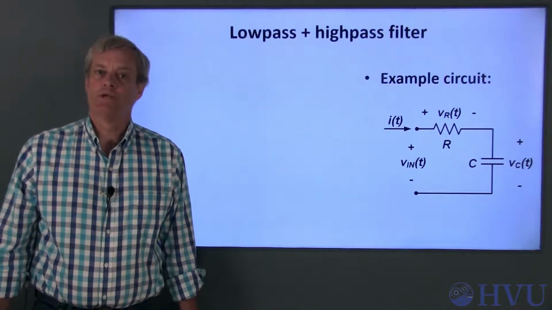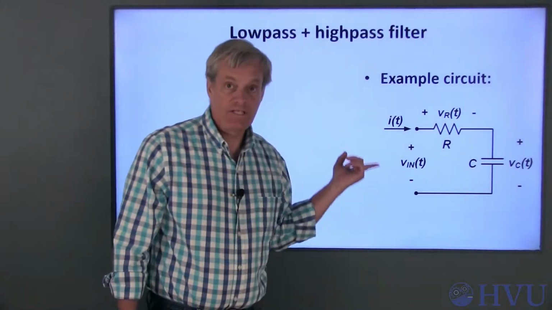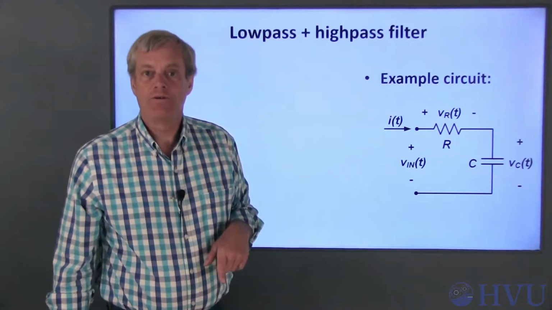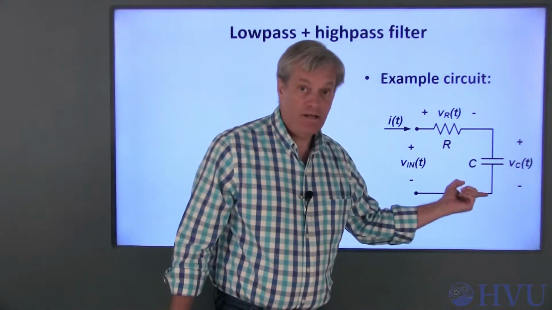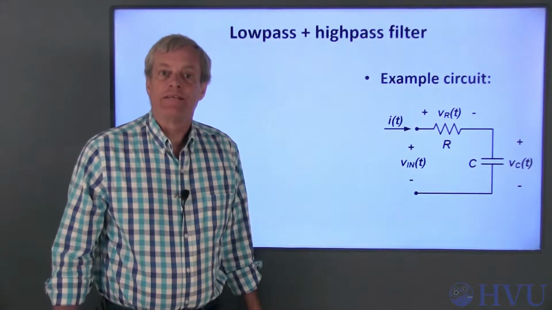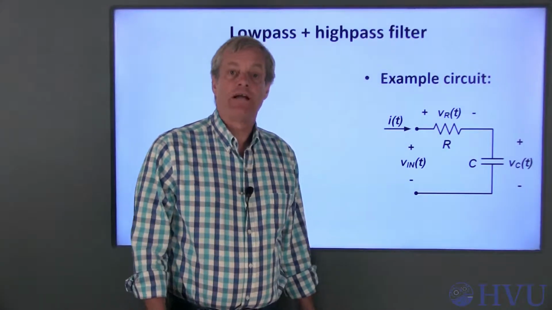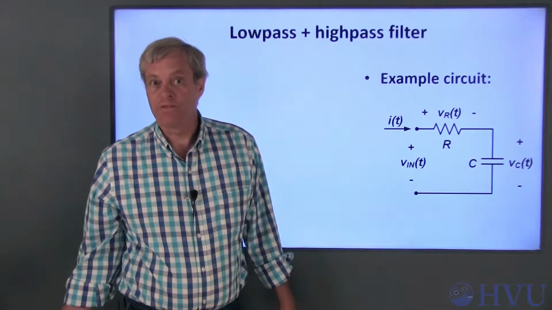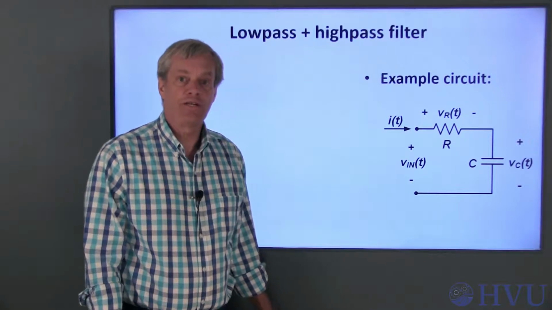The first circuit we'll look at in this lab is a simple RC circuit. We'll measure the magnitude response of both the voltage across the capacitor and the resistor. The thing to notice about this is that the circuit can look like either a low-pass filter or a high-pass filter, depending on which voltage you measure.